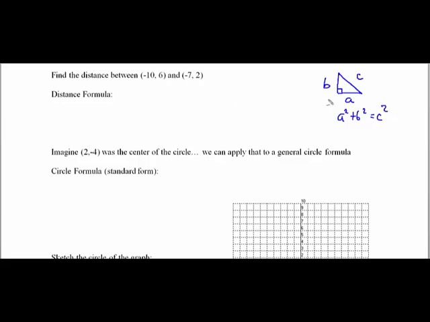But what if, instead of having distances for A and B, we have coordinates for the points at the end of A and B, stemming from the right angle? So let's say that we have a point marked as (-10, 6). So this would be west of the origin and north of the origin in the second quadrant. And then we have another point in the second quadrant as (-7, 2). We can use these points to determine our length of this distance d, or the hypotenuse of this right triangle here.